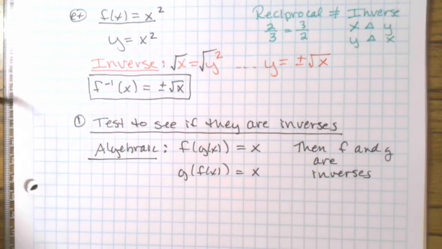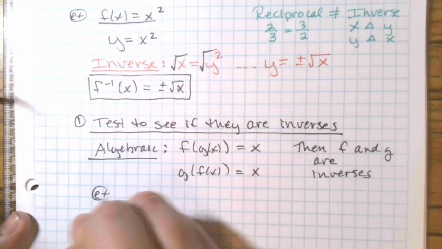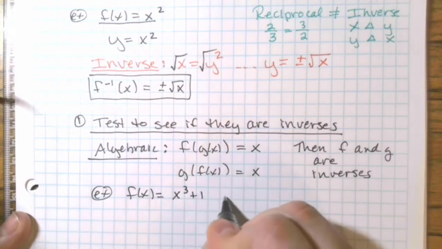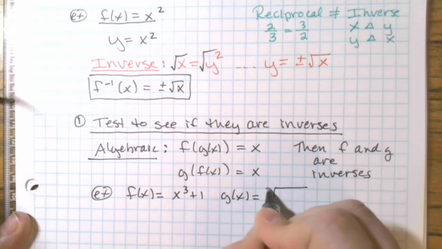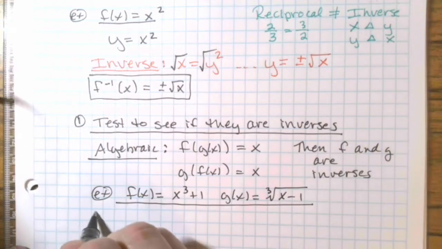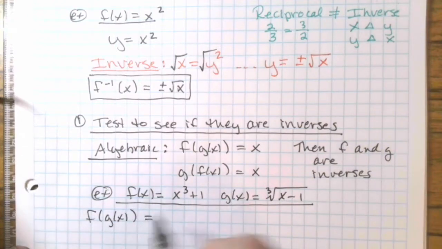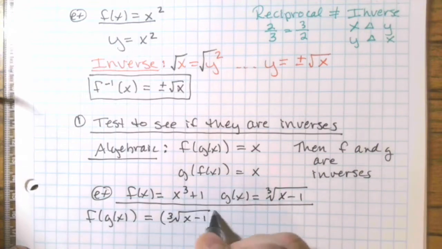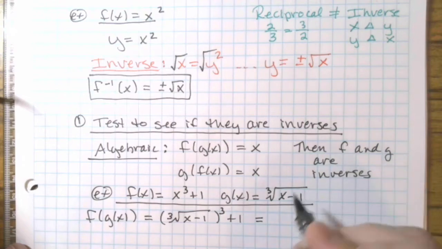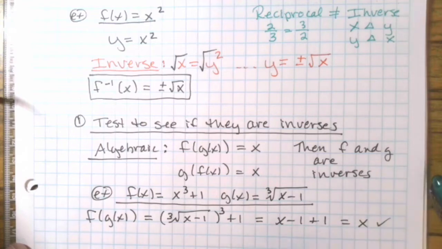We'll practice that in just a second. Actually, let's do it with a new example, testing to see if they're inverses. If f of x equals x cubed plus 1 and g of x equals the cube root of x minus 1, we're going to test to see if they are inverses. So we first start by finding f of g of x. So g replaces all the x's in f, so we have cube root of x minus 1, cubed, plus 1. Of course, when you cube a cube root, 1 comes out, x minus 1 plus 1. Minus 1 plus 1 is 0, and that direction works.